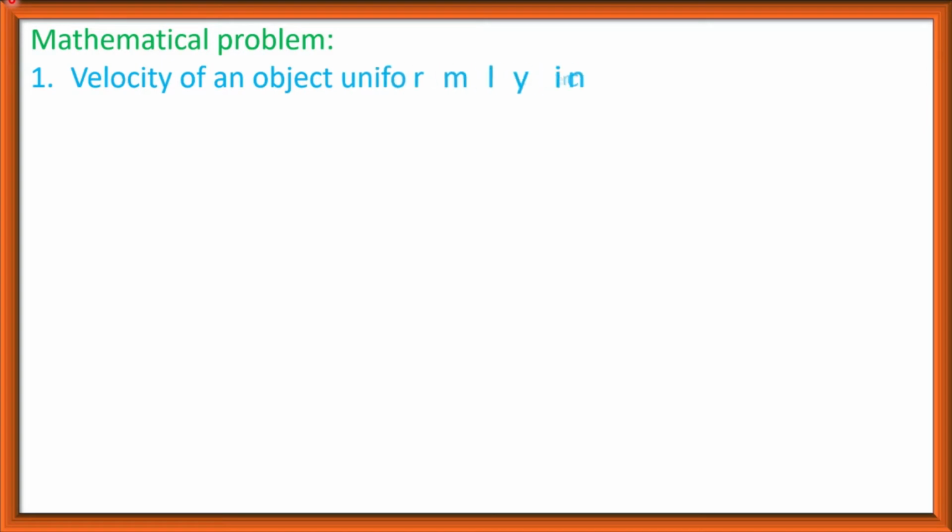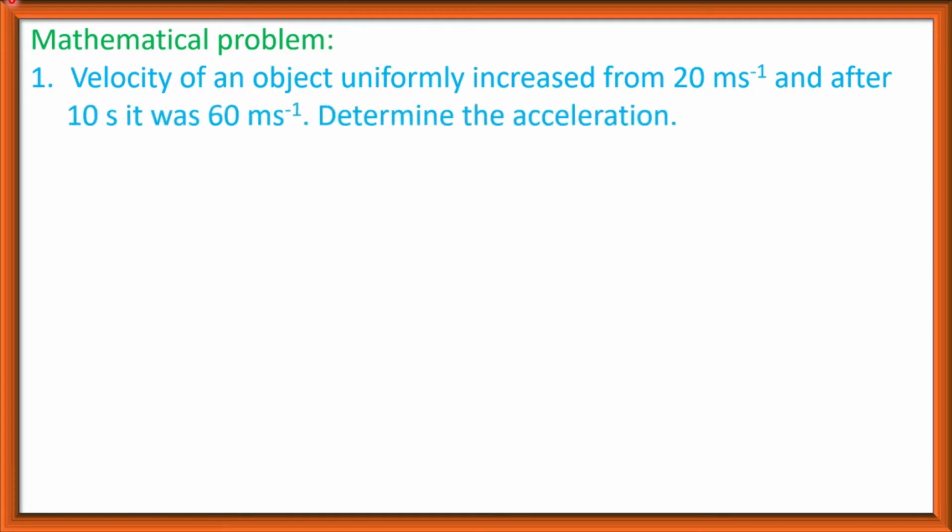Now our first problem: the velocity of an object uniformly increased from 20 meter per second, and after 10 seconds it was 60 meter per second. Determine the acceleration. This is our problem. Here the given information is the initial velocity and final velocity, and time is 10 seconds. We have to determine the acceleration. Now the solution.